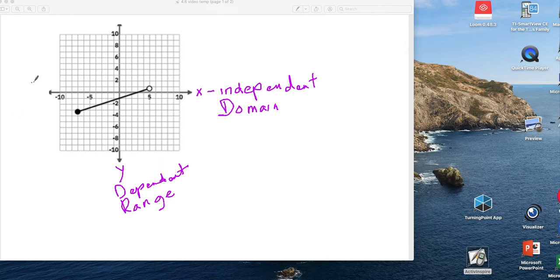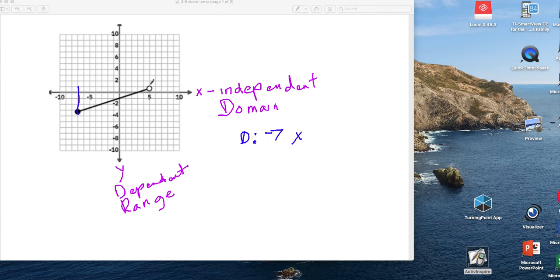From left to right, I always go from the negatives to positive. The very first value I have for my domain starts right there. So let's start writing it out. I write this as an interval. My first number here, let's see, -5, -6, it starts with -7. I'm going to have an x in the middle.